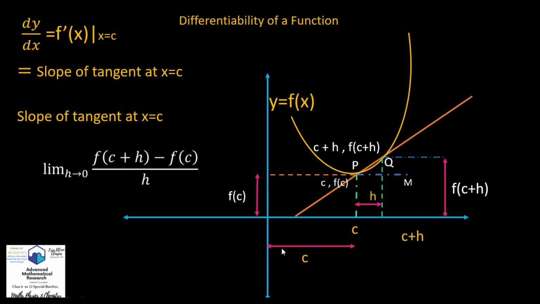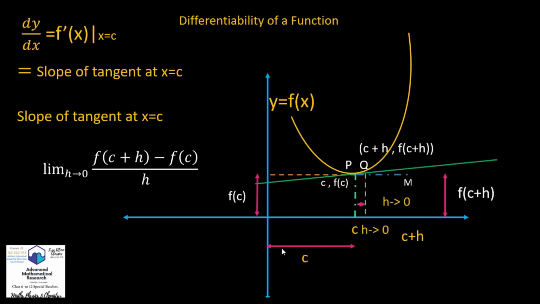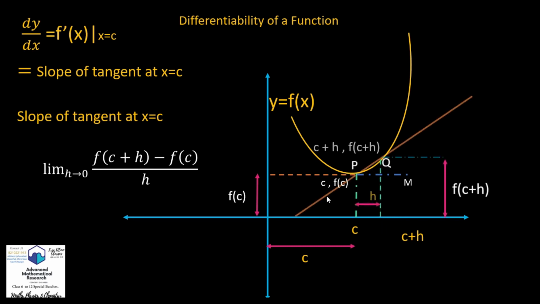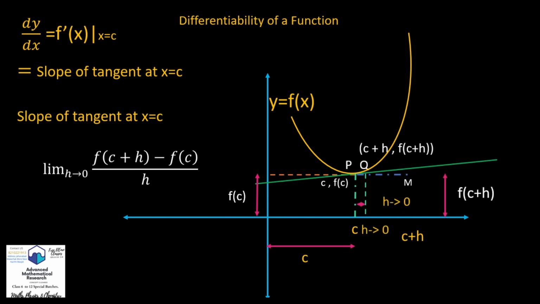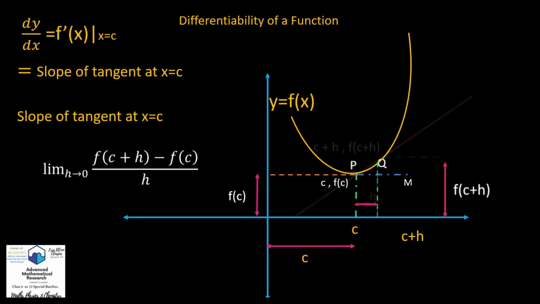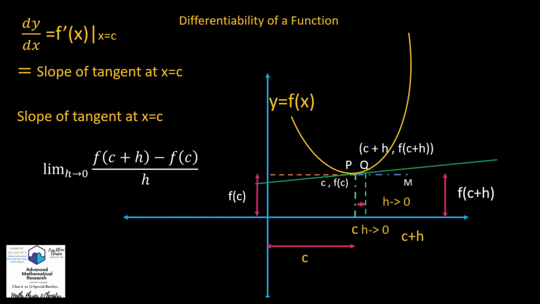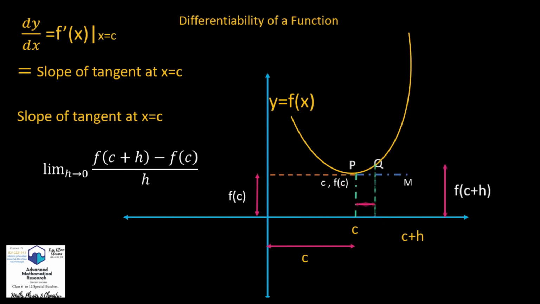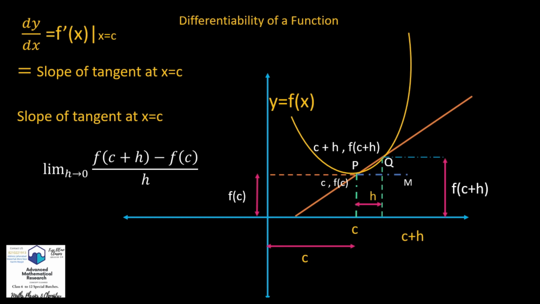Again observe this animation. Almost Q is tending to P and h is tending to 0. Then what we are seeing is that the slope of the secant line PQ is becoming the slope of the tangent at point P when h is tending to 0. Very clear? Q is tending to P.